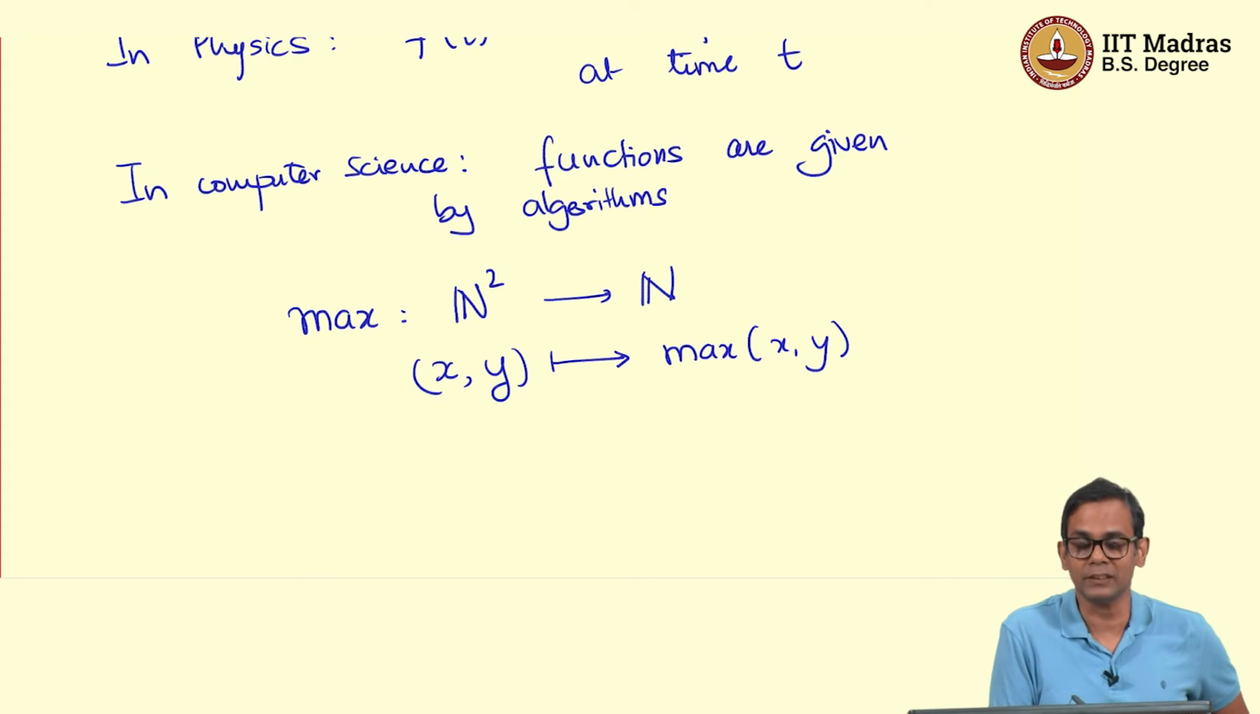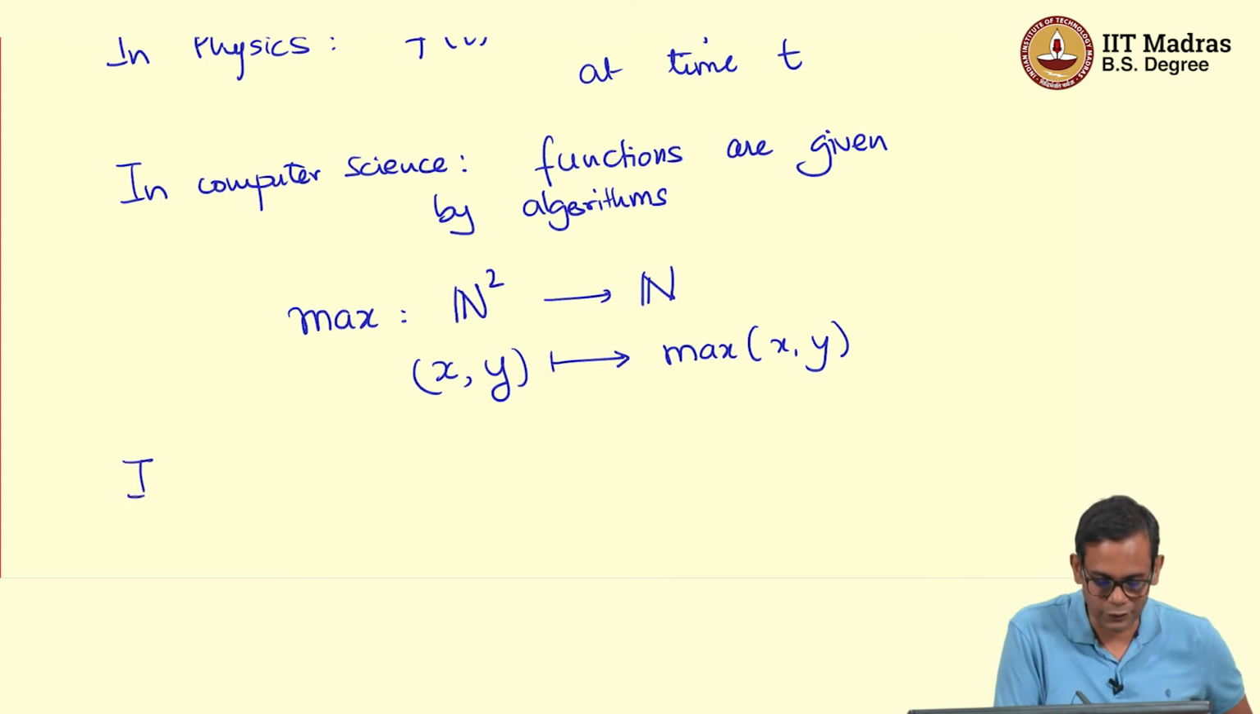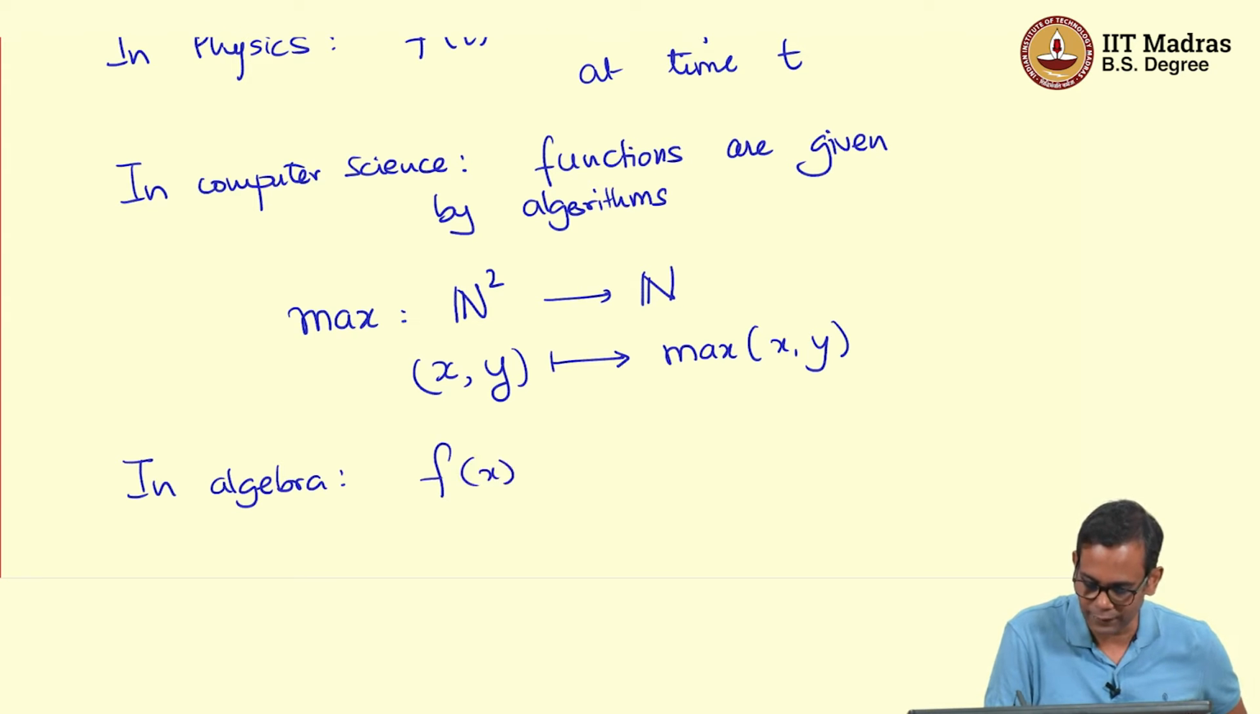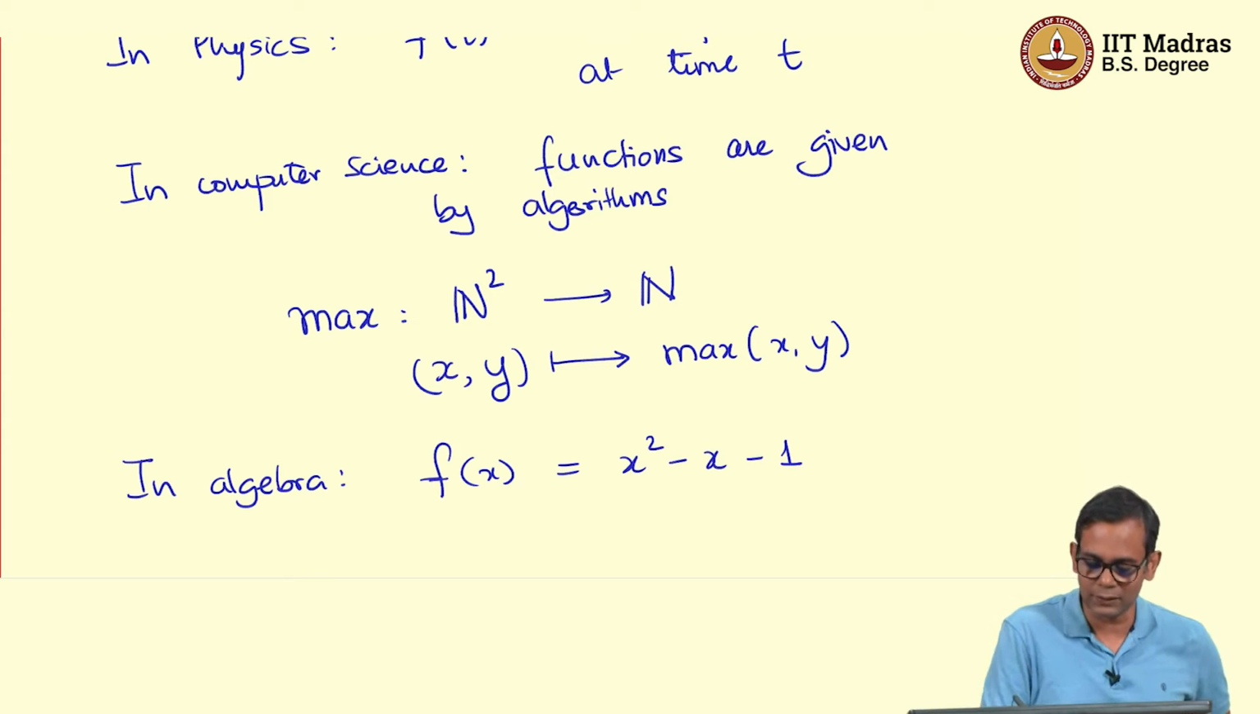Sometimes functions are just given by formulas. So, in algebra, you may give a function by a formula: f of x is x squared minus x minus 1. You can think of this as a function.